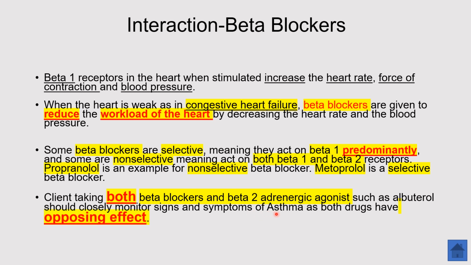Same thing when patients take this beta-2 agonist inhaler, their heart failure symptoms may not be controlled because that can increase the heart rate, the force of contraction, and blood pressure, right? So both can have opposing effects and can cause problems in their treatment, all right? So you have to be careful when an asthmatic patient is taking beta blockers.